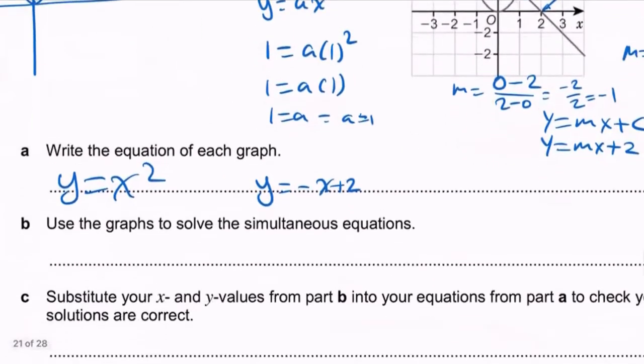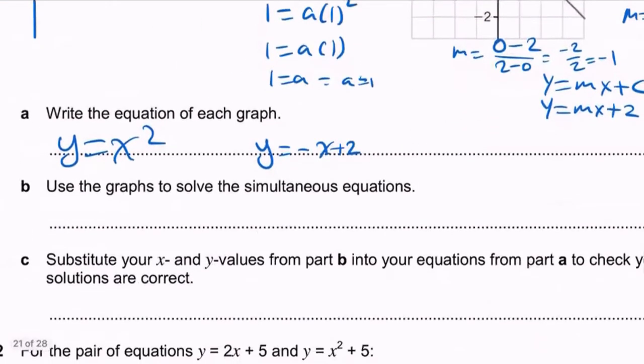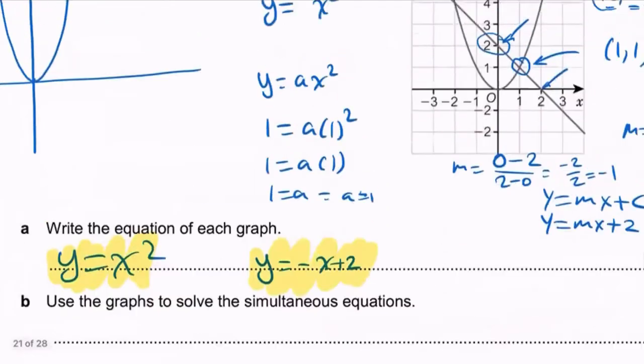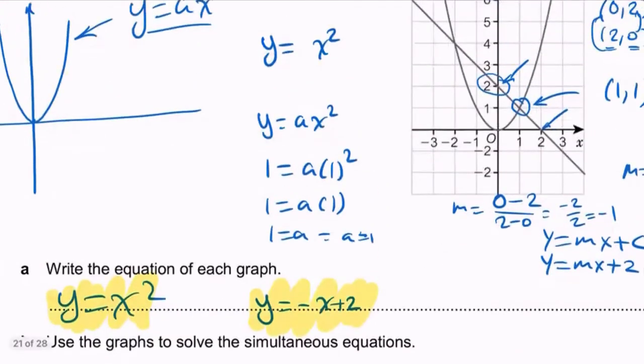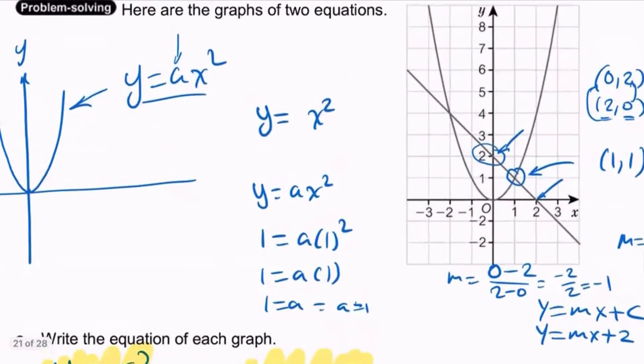Use the graph to solve the simultaneous equations. I have two equations simultaneously, this one and that one. So simultaneous equations means x and y. Here I have two solutions, not one solution. One solution here and one solution here. So what is the x, y of this point?